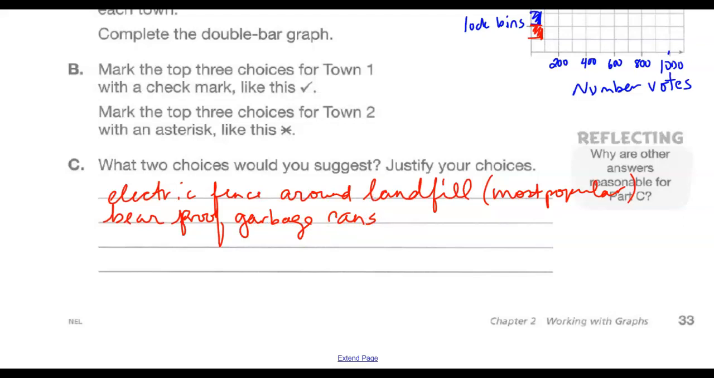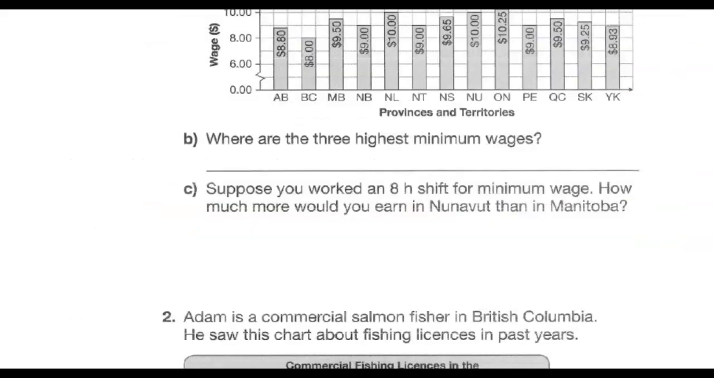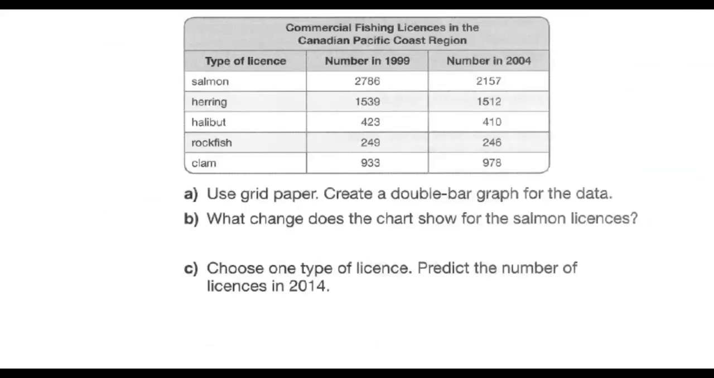Okay. The total votes was large. Okay. Yeah, so now you can work on the practice. Take a look. Some of the bar graphs are given to you. Data is given. You might need to get some grid paper to do some on your own. Okay, but that's your homework or your practice.